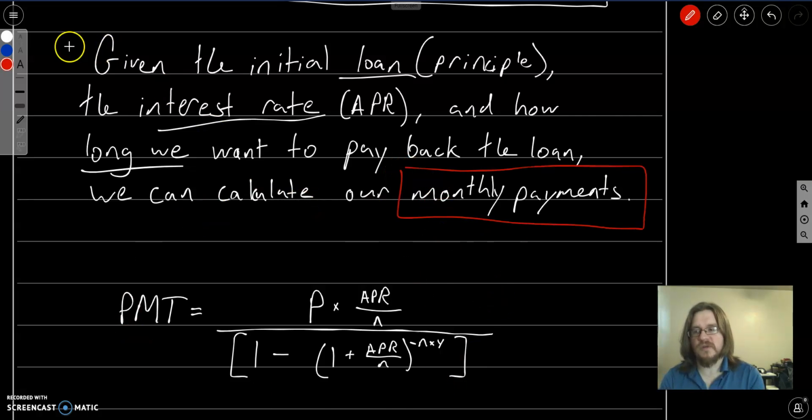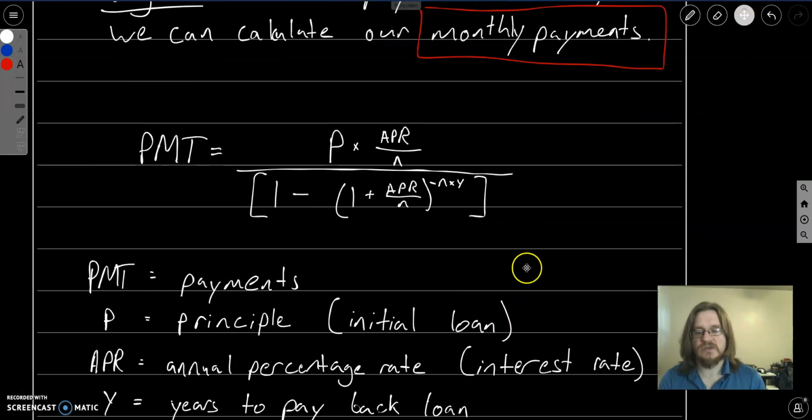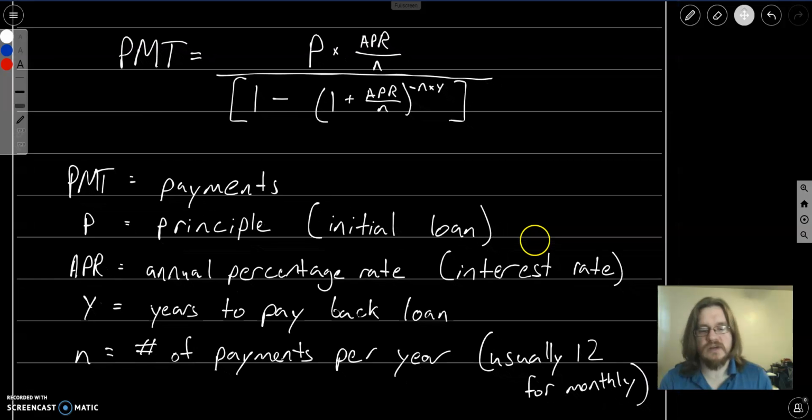You could use this formula to calculate, say, if we wanted to make payments every 6 months or once a year. But most of the time, it will be in monthly payments, monthly installments. So we're just going to focus on paying it back monthly. So let's go through each of these terms here.